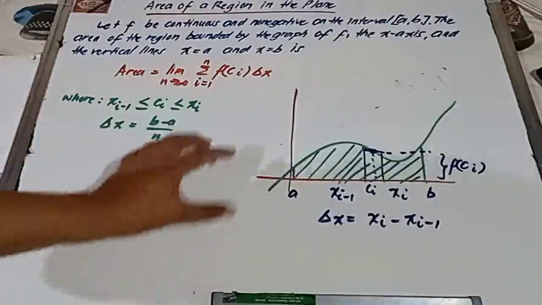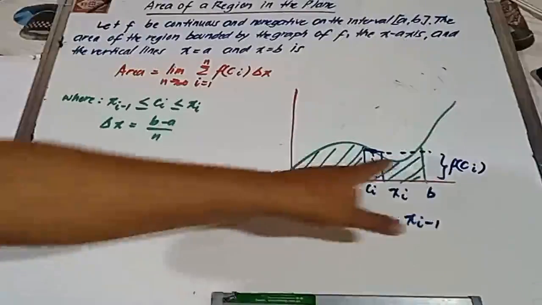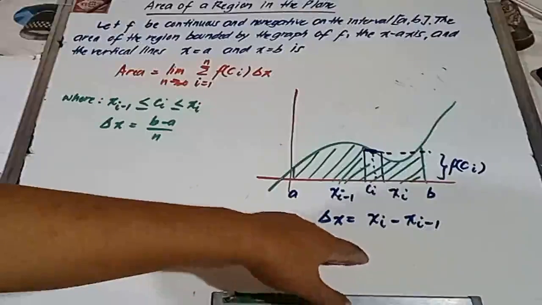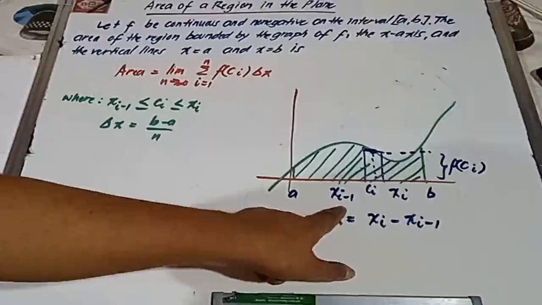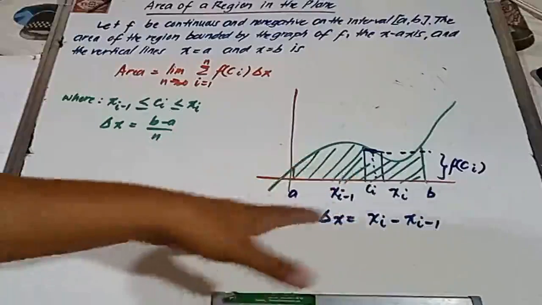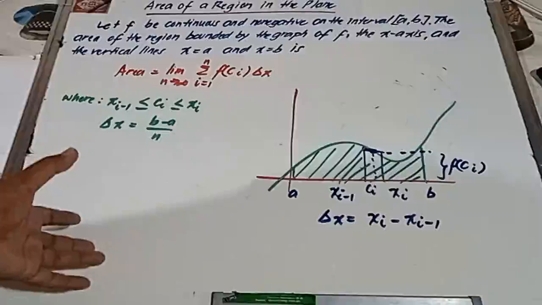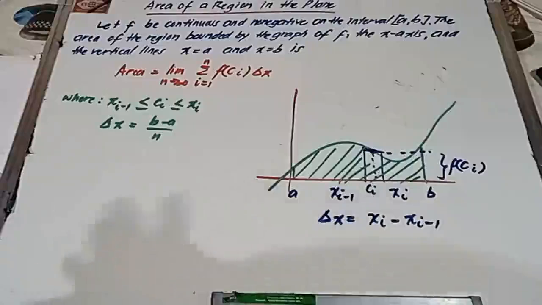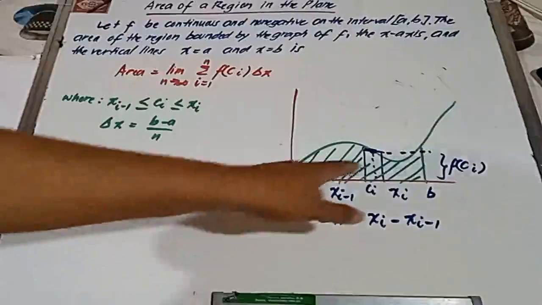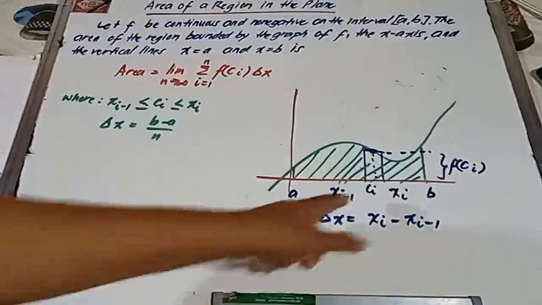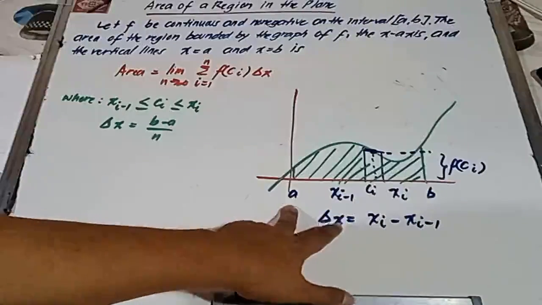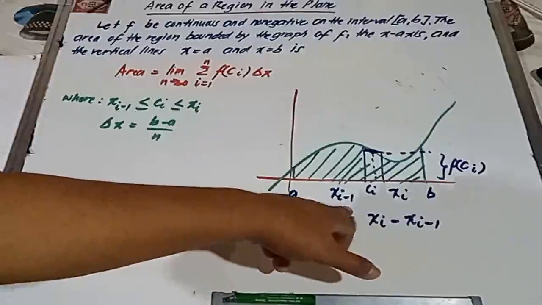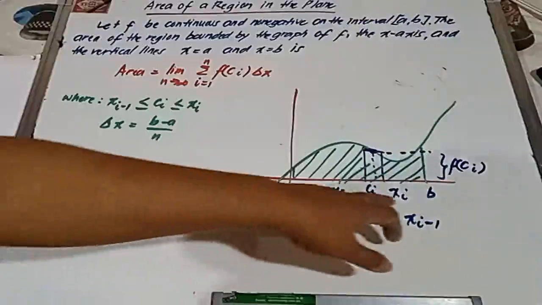Kailangan alam natin yung f of c sub i. Yung c sub i natin is actually the midpoint of our intervals x sub i minus 1 and x sub i. Okay? Gagamitin kasi yon in solving the area of a plane region, gamit yung midpoint rule. Pero I'm not going to discuss that to you anymore. Okay? So, gamitin lang natin yung notation na c sub i as the midpoint of the interval x sub i minus 1, x sub i, where x sub i minus 1 is the left endpoint at yung x sub i natin, yung upper or right endpoint.